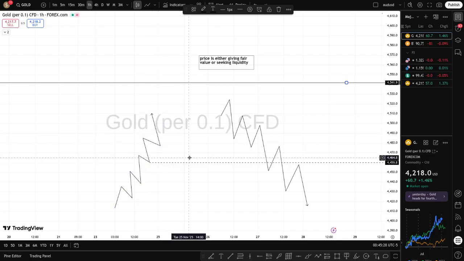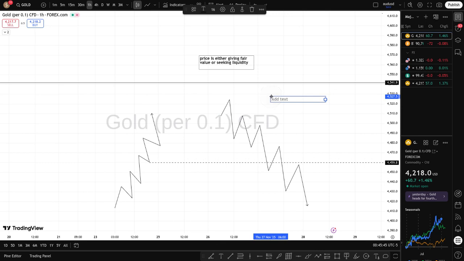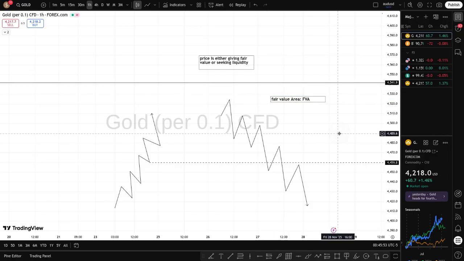Now, how do we know where our retracements could end and where to find our points of interest to take a trade? Simple. Look for the most recent fair value that the market has given. In essence, you are going to be looking for something called your fair value area, FVA for short. Your fair value area is the area where fairness has been given already before an impulse move.